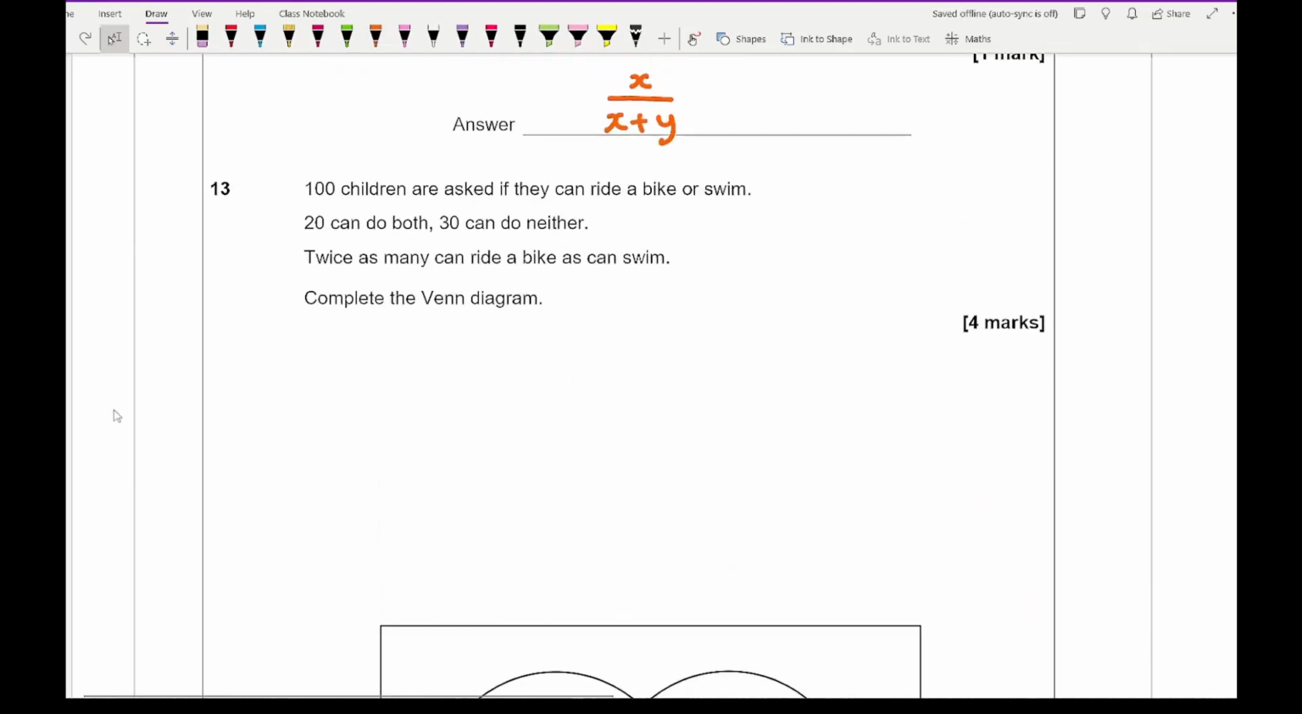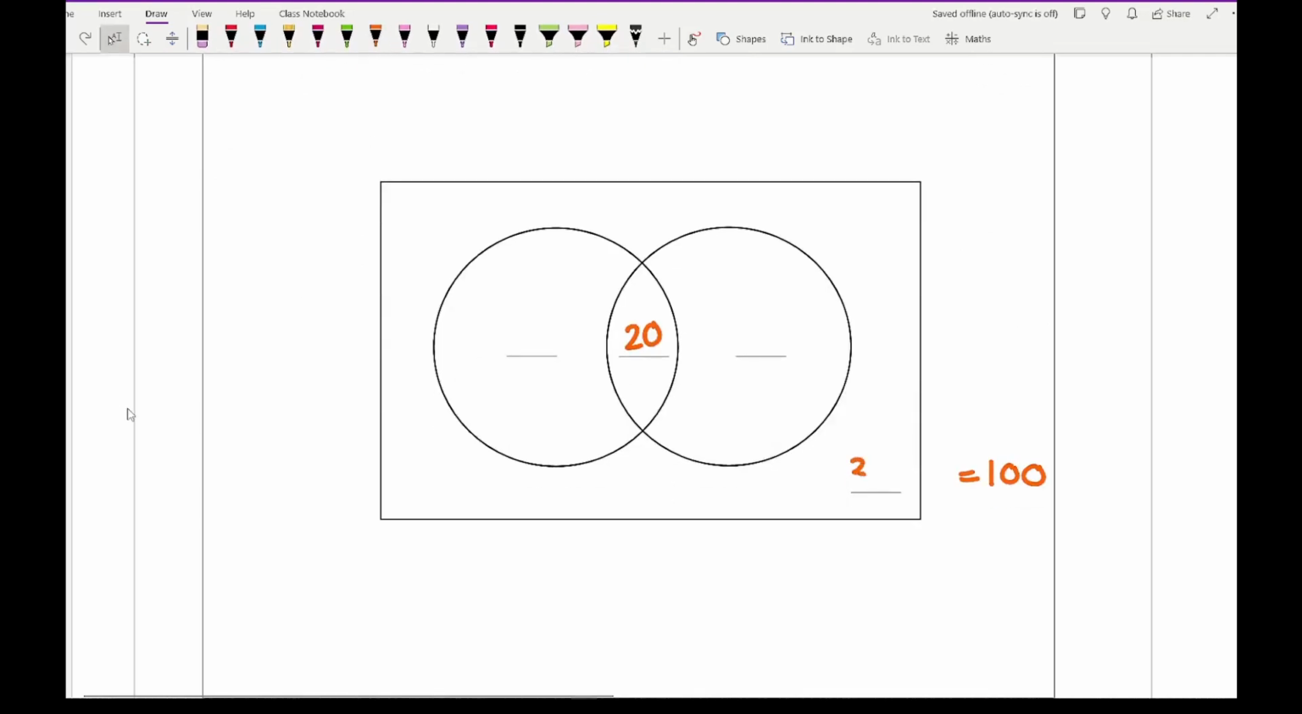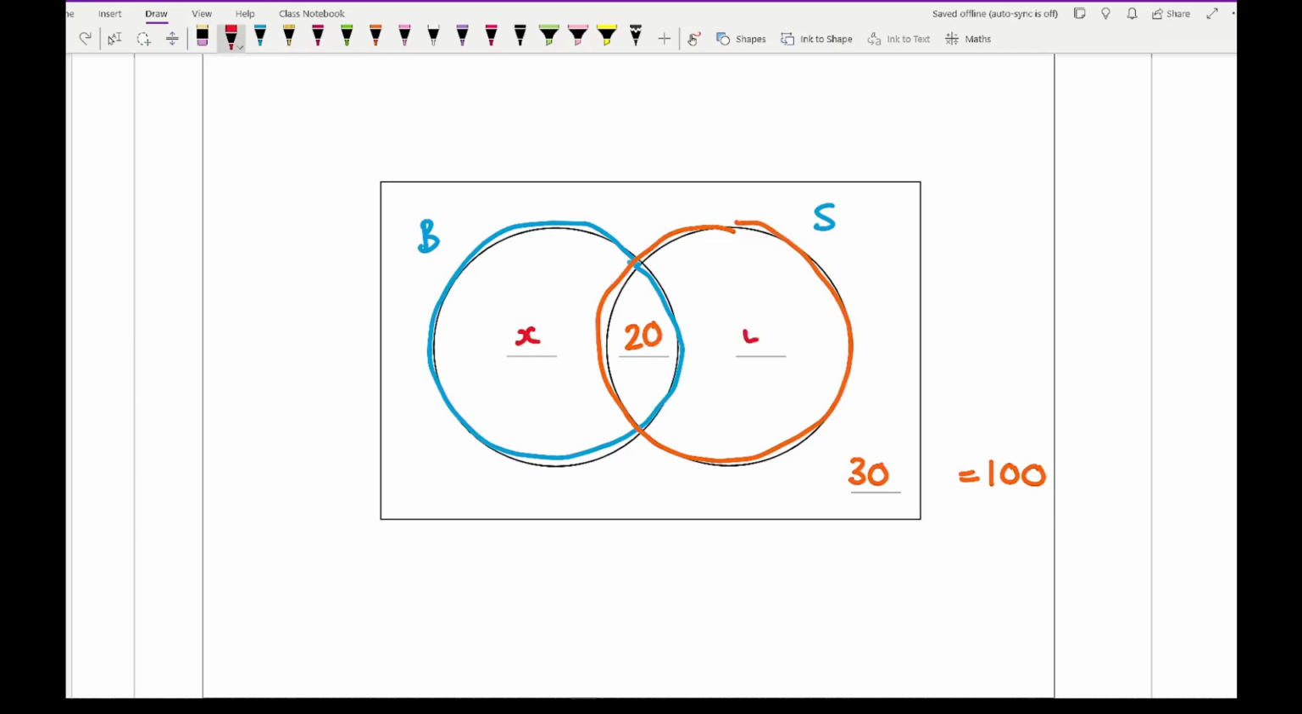And we know that 20 can do both, so 20 is going to be in the middle. And 30 can do neither, so we've got 30 here. Now, the information in the question says that the number of people who can ride a bike, so let's just label that as B and S, is twice the size of the number that can swim. So let's have a look at writing this down. Now we don't know these two values, so I'm just going to write X and I'm going to write Y.